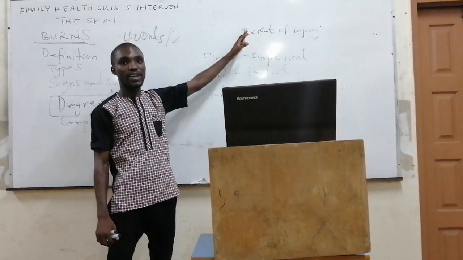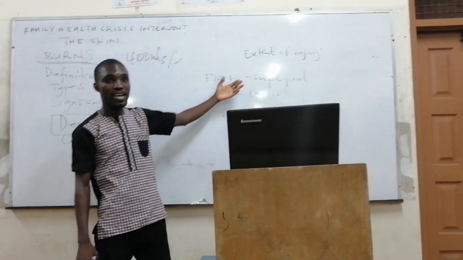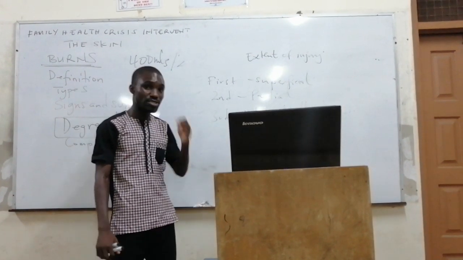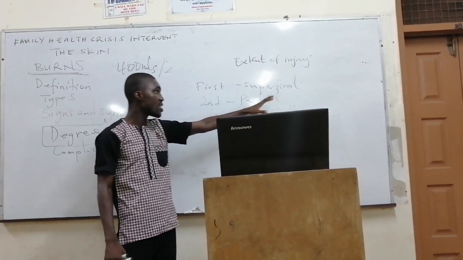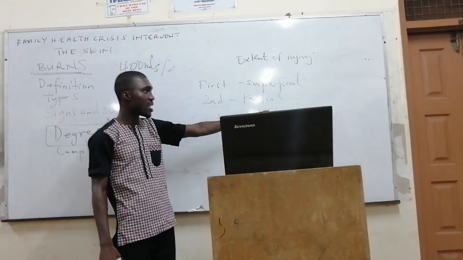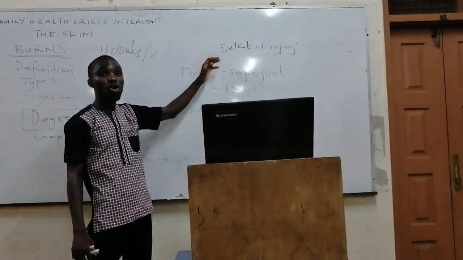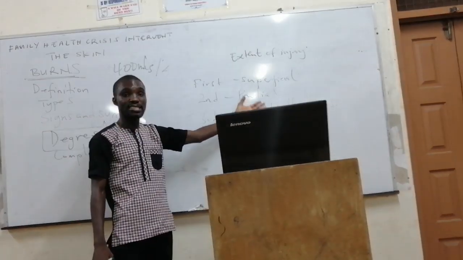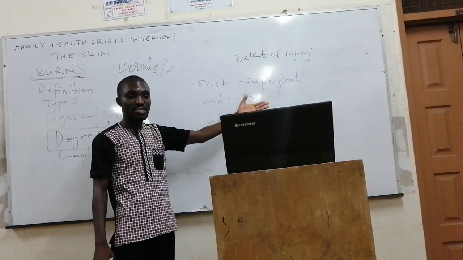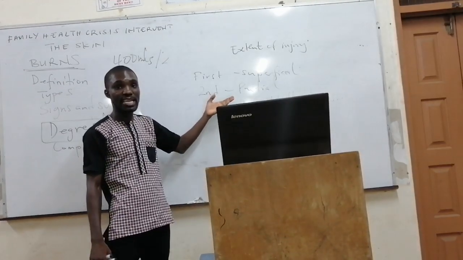Burns can also be classified based on the extent of injury, right? And it's similar to the first, second, and then the third degree burns. The extent of injury is classified as superficial, partial thickness, and then full thickness burns. The superficial thickness is the type that affects only the epidermis, so it's just like the first degree burns. Whilst the partial thickness involves the epidermis and the dermis, right? So it's similar to the second degree burn.